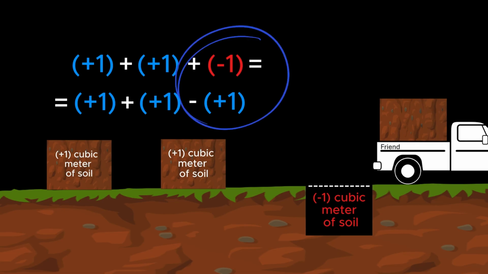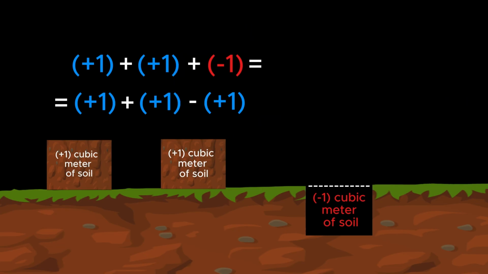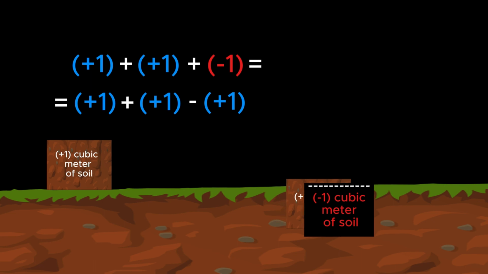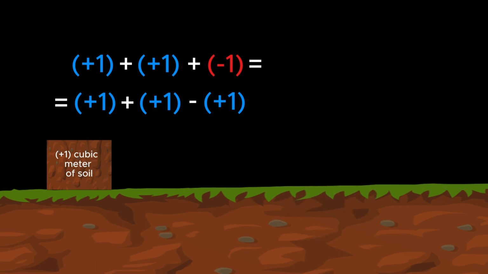That's why, in our example, the expression plus before parenthesis minus 1 turns into minus before parenthesis plus 1. To eliminate the missing cubic meter of soil, I can add back one of my positive cubic meters of soil. As a result, I will have plus 1 cubic meter of soil. In our example, this represents mutual cancellation.